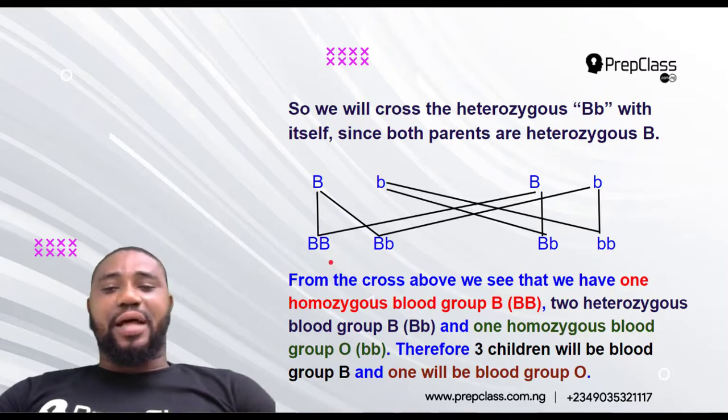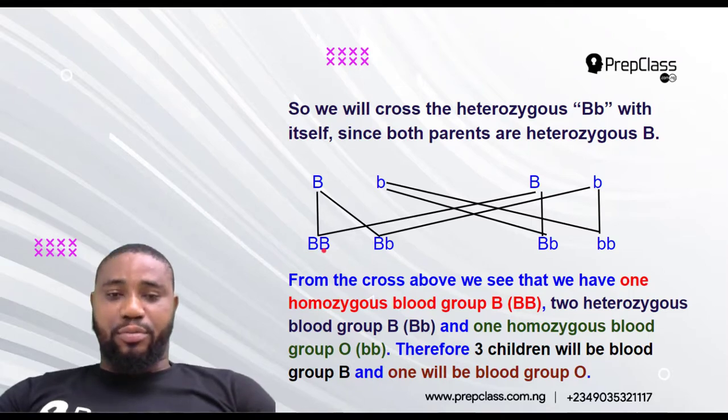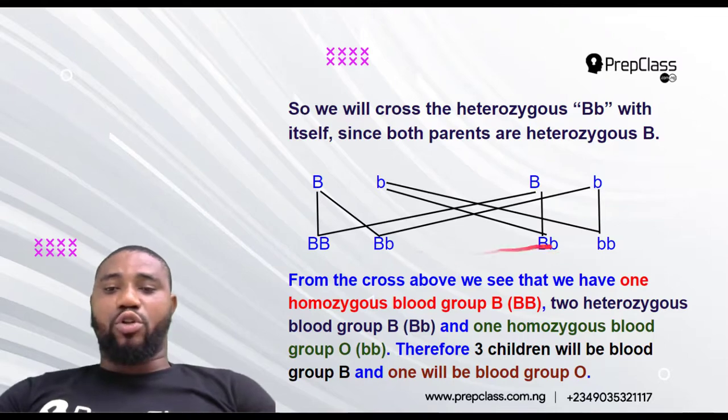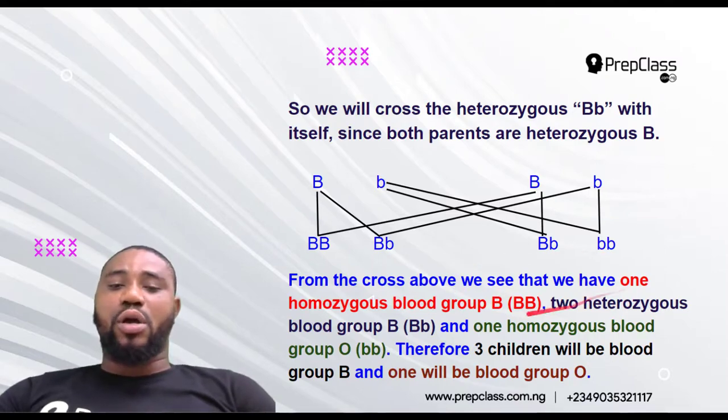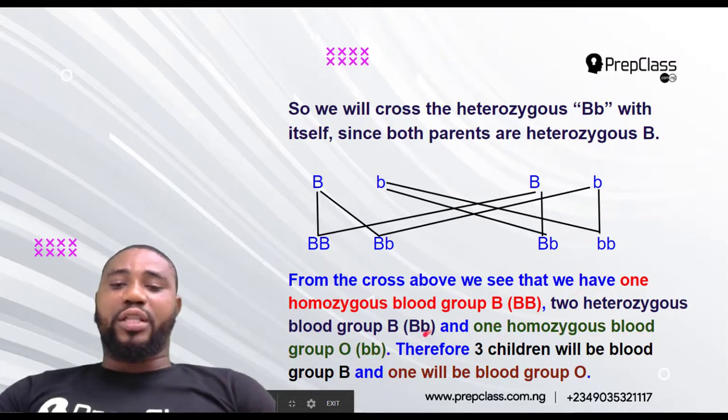So you can see here that we have one homozygous blood group B, two heterozygous blood group B, and one homozygous blood group O. Do you understand? From the cross above, we have one homozygous blood group B, which is BB, two heterozygous blood group B, which is this and this, and one homozygous blood group O, which is small b, small b. So three of their children will be blood group B, while one will be blood group O. So 1, 2, 3 will be blood group B, but this one will be O.